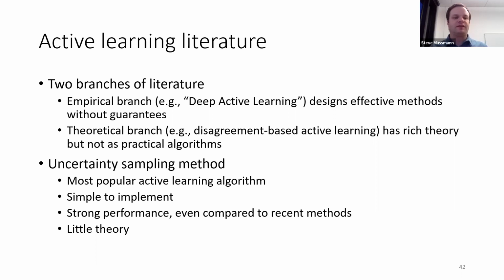Uncertainty sampling is the most popular active learning algorithm in this empirical branch, likely because it's very simple to implement. It has strong performance, even compared to recent active learning methods. However, on the downside, it has little theory. So there's not a great understanding of when and why uncertainty sampling works. This will be the goal of one line of work. The first part of the talk is providing more theoretical background for uncertainty sampling.